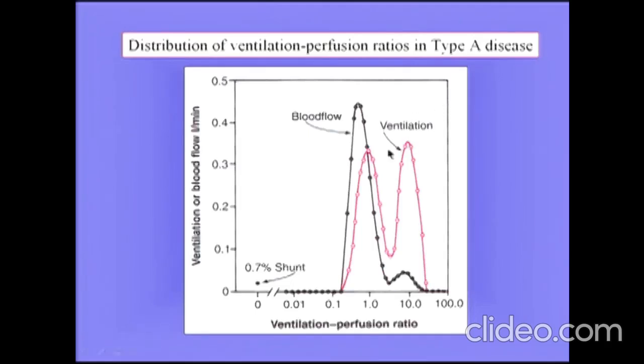What you see is a normal mode here, if you like, not far from one, but an abnormal mode with a large amount of ventilation going to lung units with very high ventilation perfusion ratios. Presumably, those are regions of the lung where the capillaries have been destroyed by the emphysematous process, but ventilation is still taking place. And this reflects a very high physiologic dead space, and this type A patient is not likely to have much hypoxemia because there's not much blood flow going to very low ventilation perfusion ratio units.